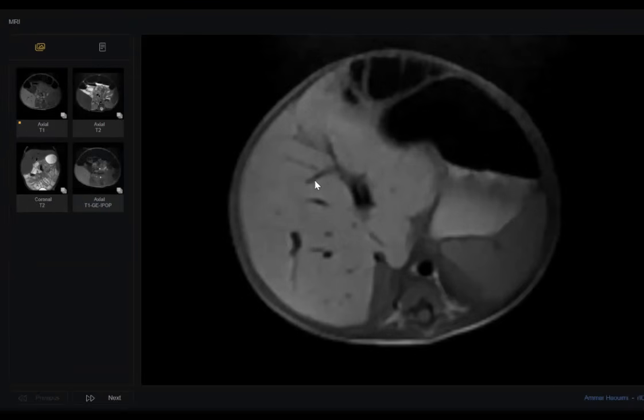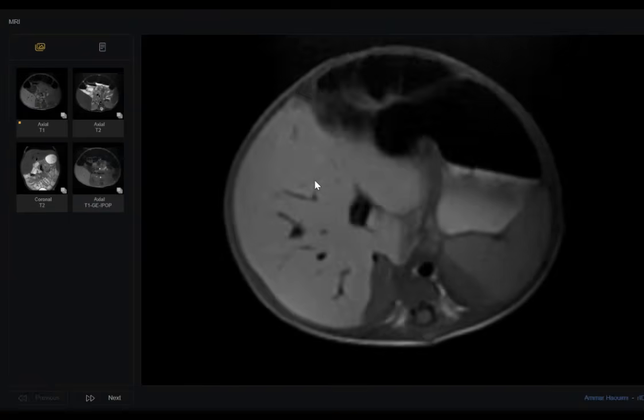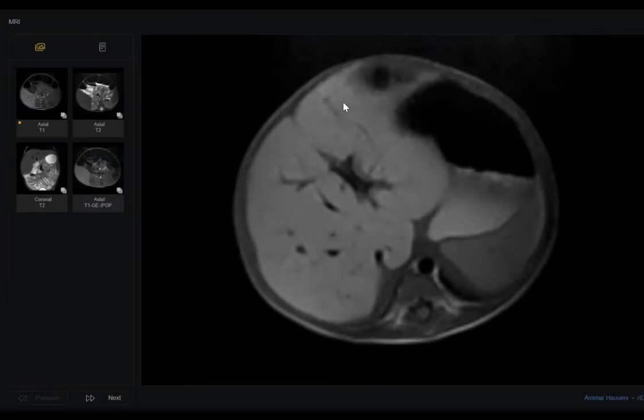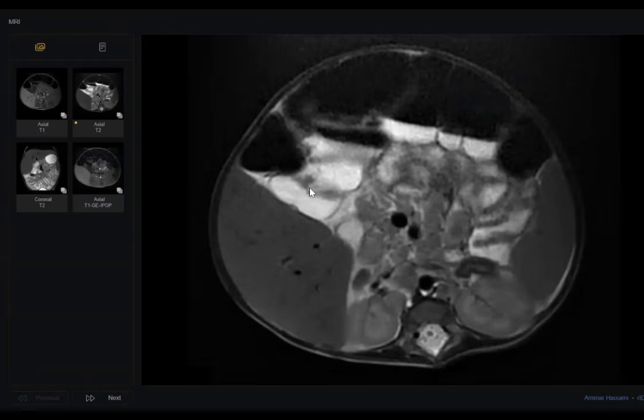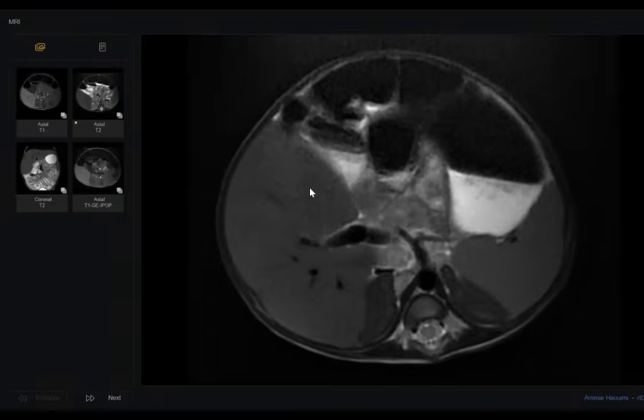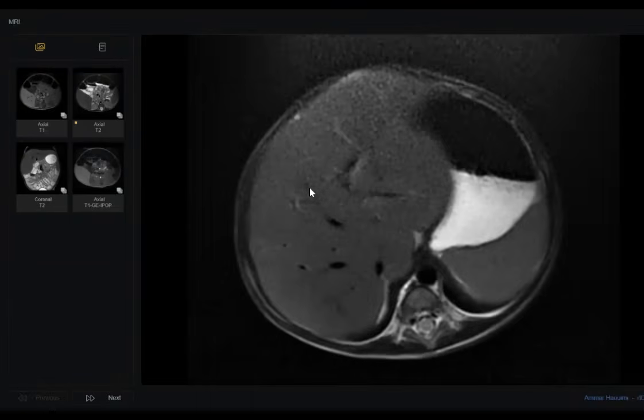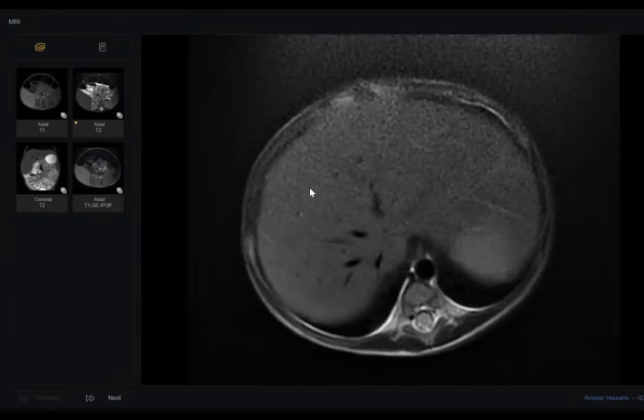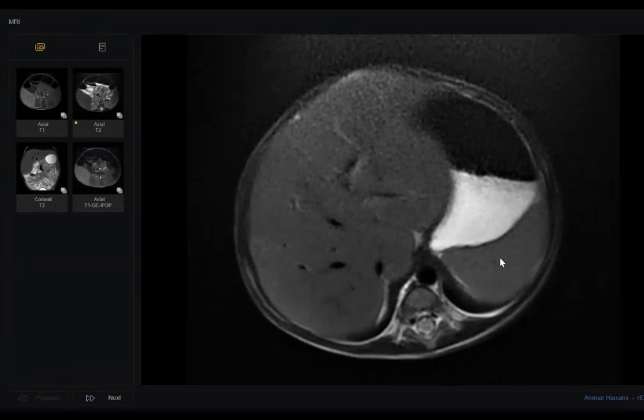By the way, in T1, normally the liver is of higher intensity than the spleen. In T2, the spleen is higher than the liver. I'm talking about the normal patient. This is abnormal, by the way. I'm talking generally, but here there is some pathology.